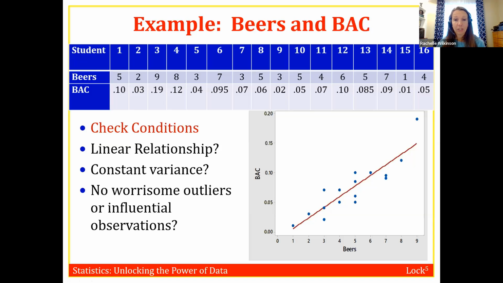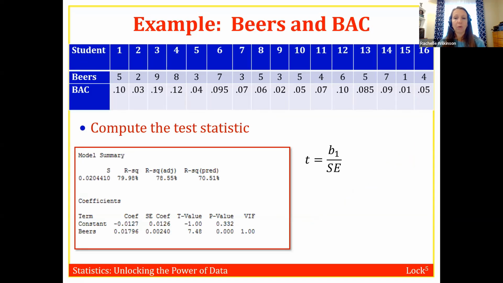So we meet the conditions, which means we're ready to go on and we can compute the test statistic. Our test statistic is this magic 3-for-1 test statistic that we can use for everything. It's so great. And it's just B1 divided by SE. So here's some output from some software. I just need to find the B1 and the SE.